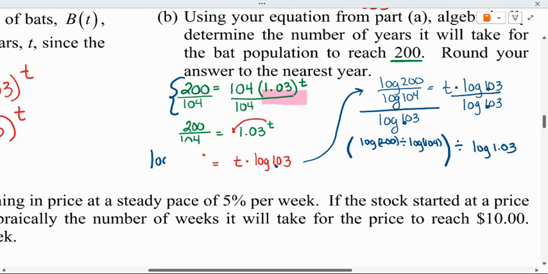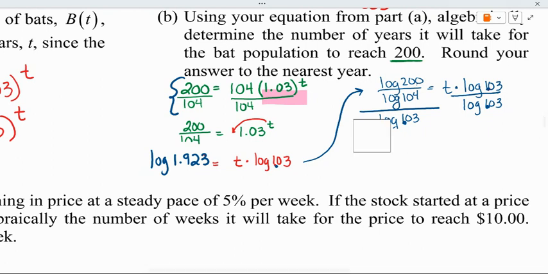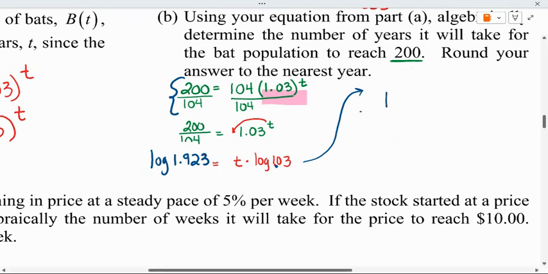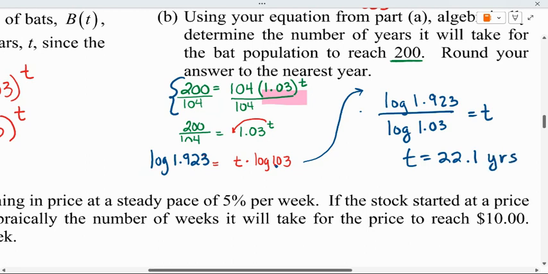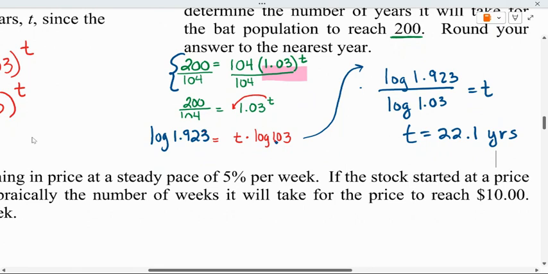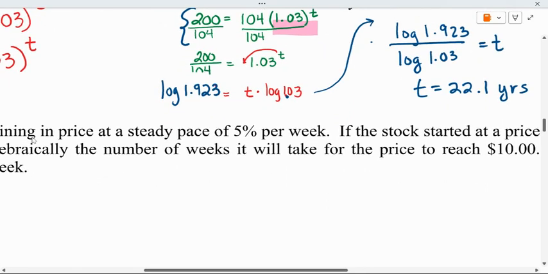So let's do the log of 1.923. That's all right, I got it. Sorry, guys. So I'm going to rewrite this as log of 1.923 divided by log of 1.03 equals t. Tell me what you get there, because I thought it was only like 23. Okay, there you go. t equals 22.1 something years. Is that what you got originally? Sorry, I suck. Okay.